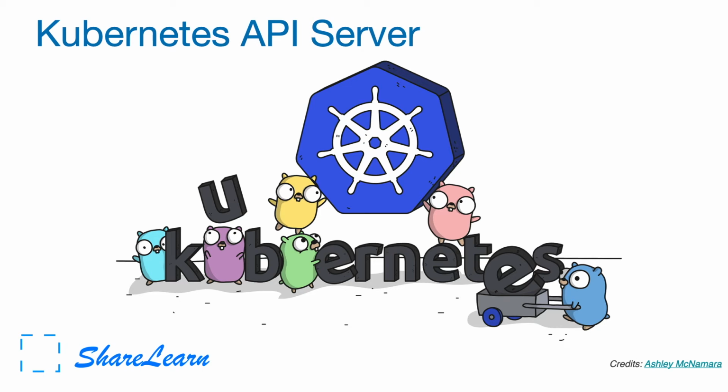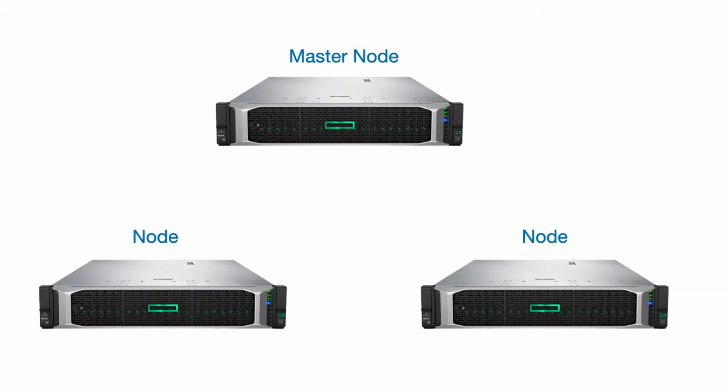In this video, we'll be talking about Kubernetes API Server. When you deploy Kubernetes, you get a cluster. A Kubernetes cluster consists of one or more master nodes which run the control plane and a set of worker machines called nodes that run containerized applications.